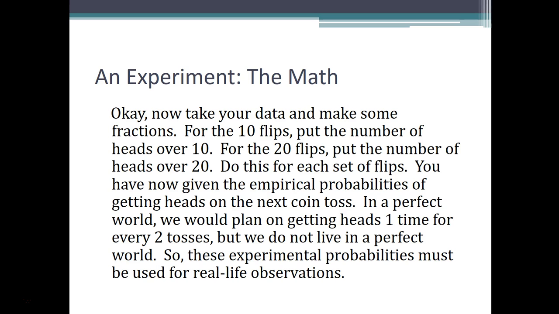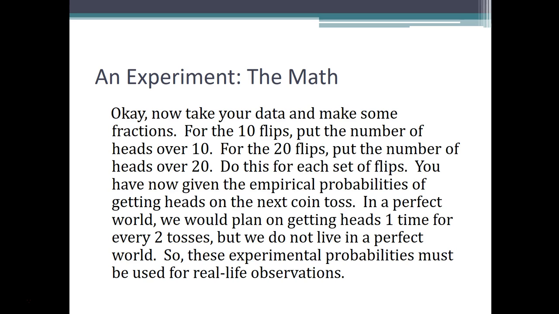Let's say you have 11 heads out of 20 when you hit 20. On the 21st flip, you have 11/20ths probability of getting a head again. That's what you're doing. You're figuring out what the chances are of getting a head on the next flip once you hit 10, 20, 30, 40, or 50. If it was a perfect world, you're going to get heads 1 time for every 2 tosses. But we don't live in a perfect world, so it's interesting to look at these numbers. So pause this presentation, do those numbers, and then come back.